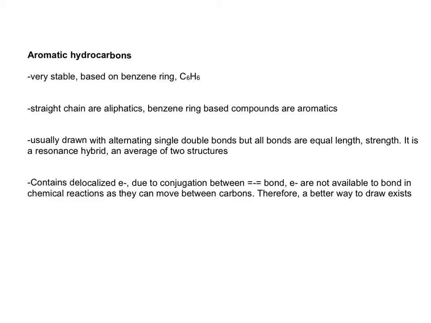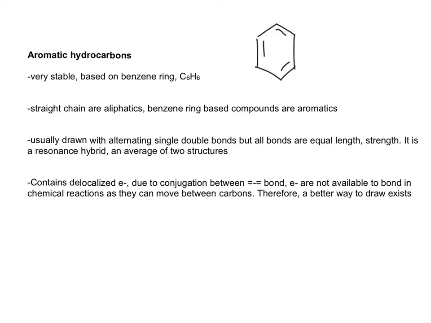Aromatic hydrocarbons. These are very stable, and they're based on the benzene ring, and that is C6H6. So each one of these carbons only has one hydrogen coming off of it. Therefore we know it has something like double bonds alternating with single bonds, right? So like I've drawn here, double, single, double, single, double, single.